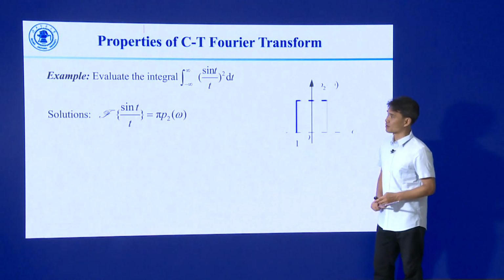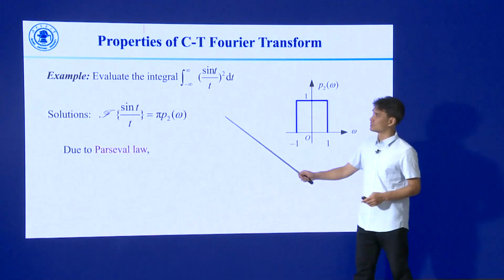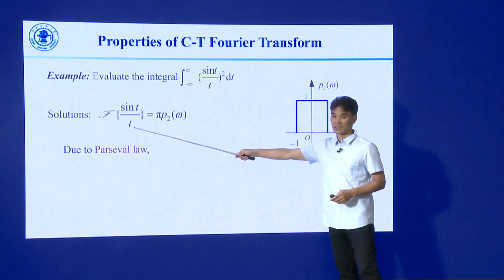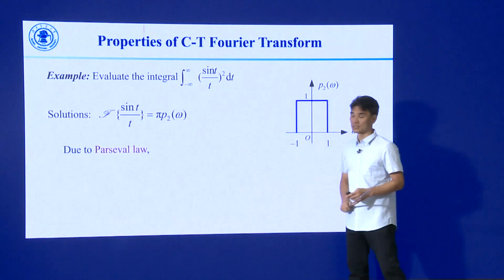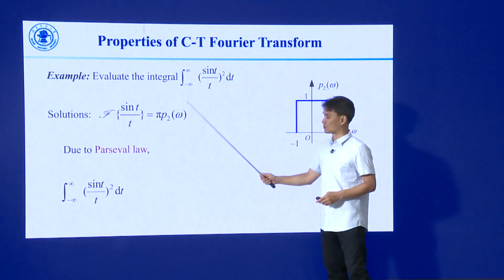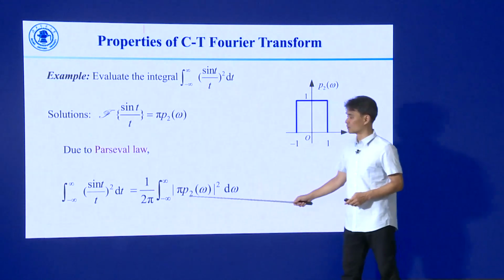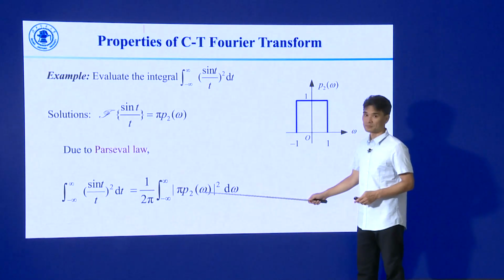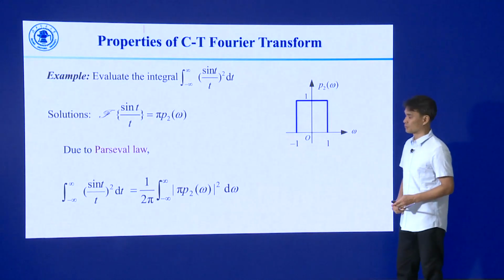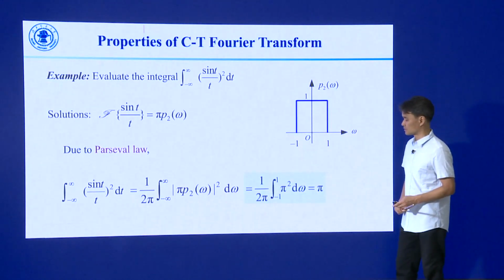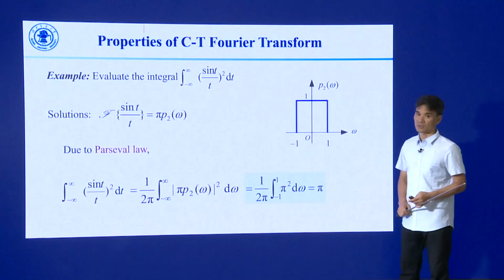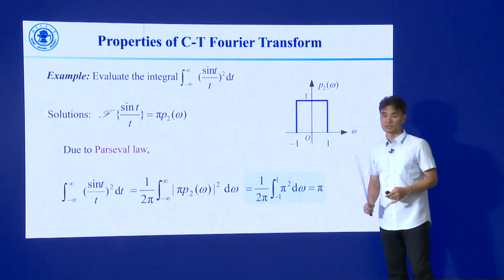So now we can use the Parseval law to convert the integral of this signal in the time domain to the frequency domain, so that the value of this integral actually is equal to the integral of the energy spectrum. So it's quite easy to solve this integral in the frequency domain. Clearly, the result is equal to pi in here. So that will significantly simplify our calculation for this integral.